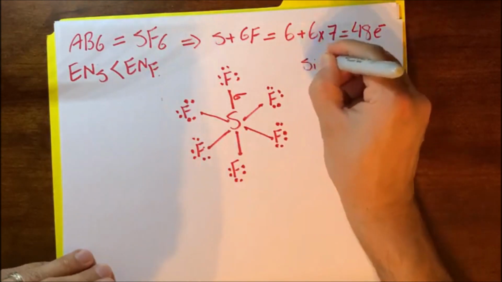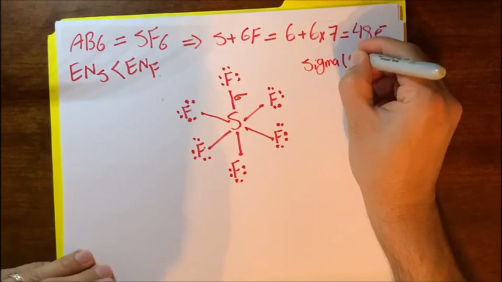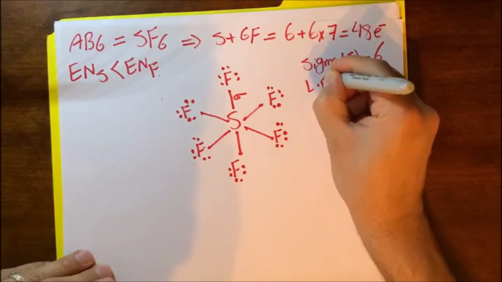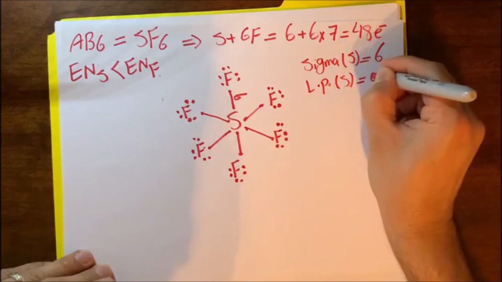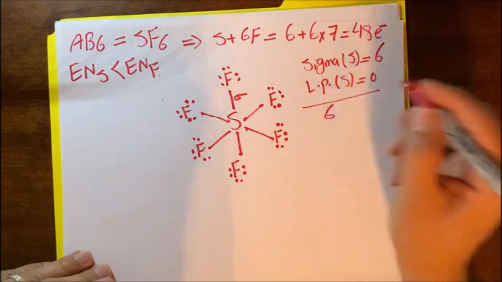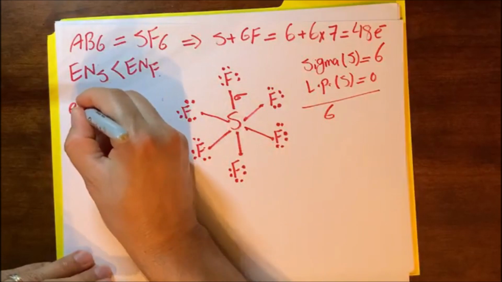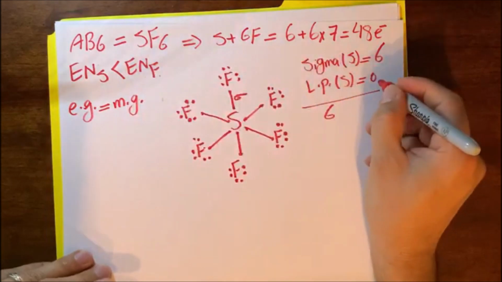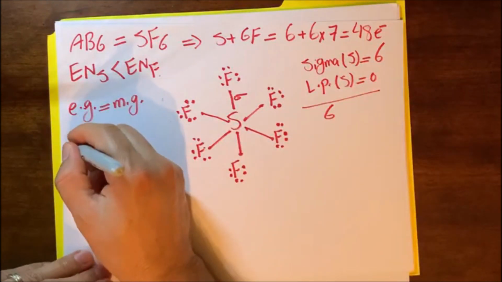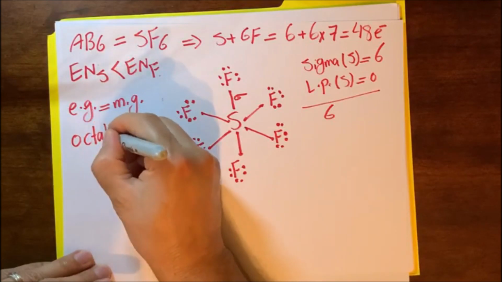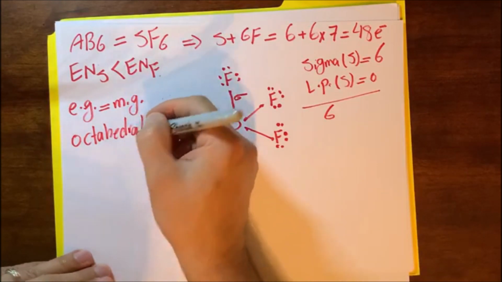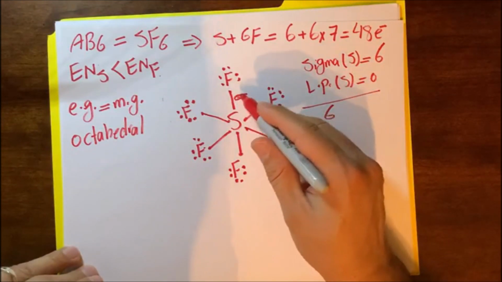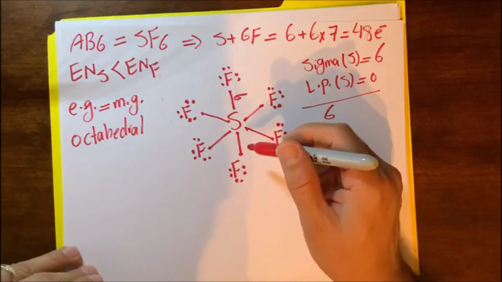So we go, sigma on sulfur equal to 6, lone pairs for sulfur 0, so we got it equal to 6. Electron geometry is going to be equal to the molecular geometry because we don't have a lone pair, and both will be octahedral. Okay, now back to the bond angle. Doesn't matter which fluorine you pick, it will be equal to 90 degrees.